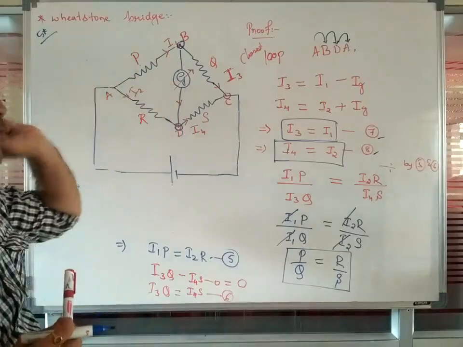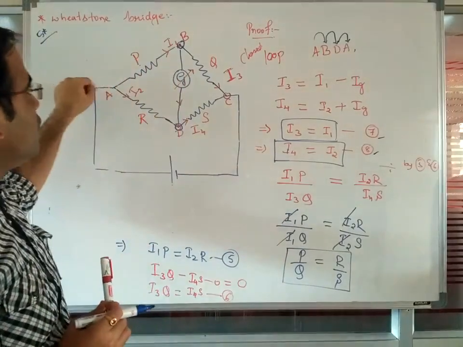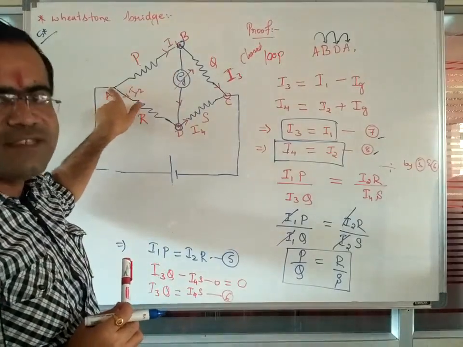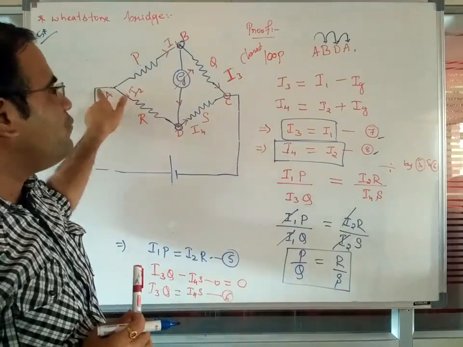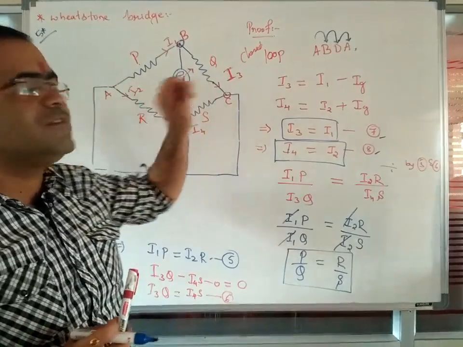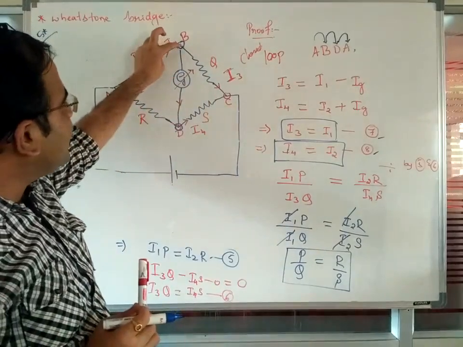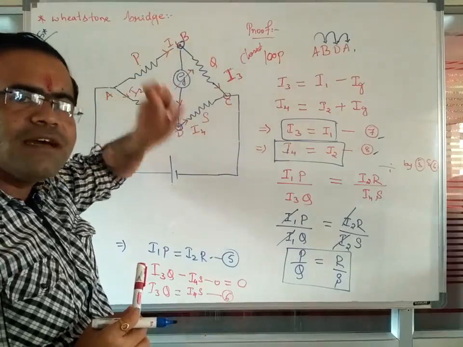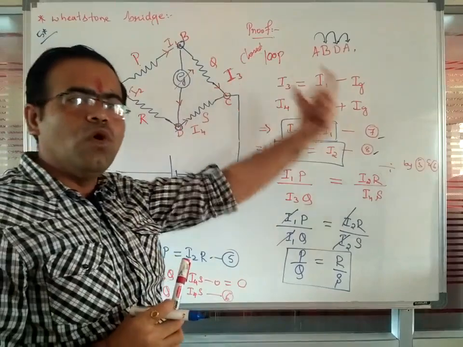So first, remember once again. So again, one more time I will explain here ABDA. So this is the first loop. ABDA first loop will give the first equation by Kirchhoff's voltage law. Next, the second equation, BCDB. So this is the second loop by the consideration of Kirchhoff's voltage law.